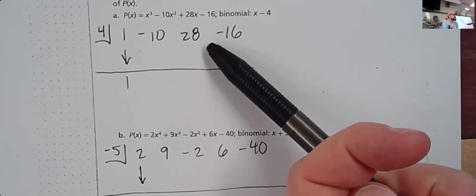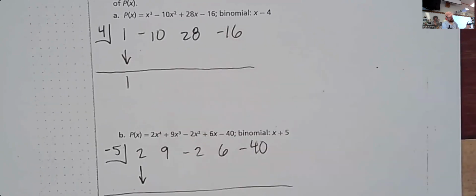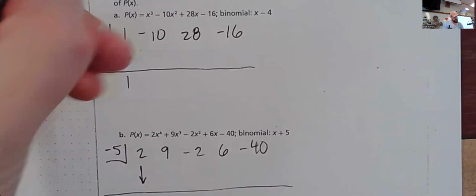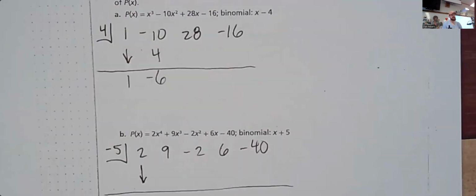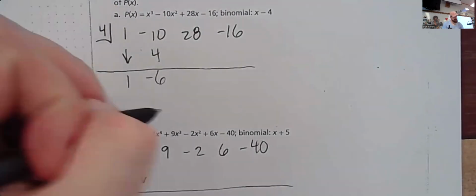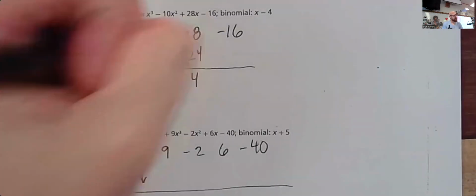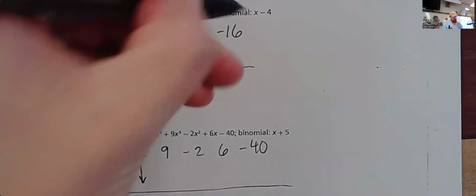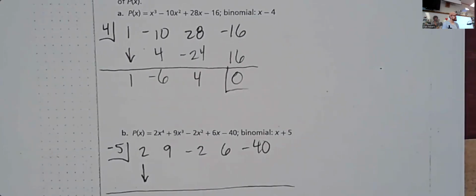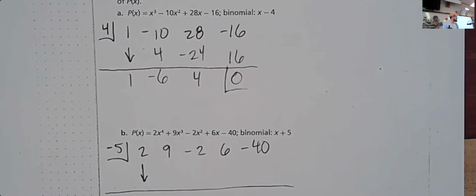Is the first one a factor? Yeah. Okay. So let's go and fill it out. We're saying yes for the first one. So 4 times 1 is 4. Negative 10 plus 4 is negative 6. 4 times negative 6 is negative 24. 28 minus 24 is 4. 4 times 4 is 16. Add them together. 0. Remainder is 0.